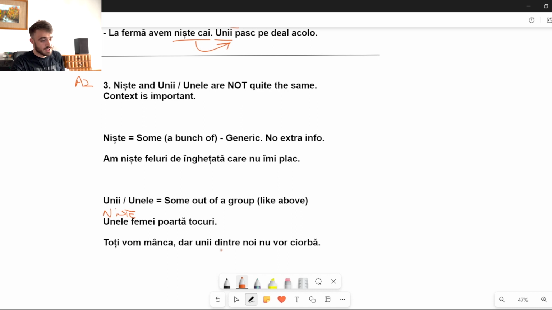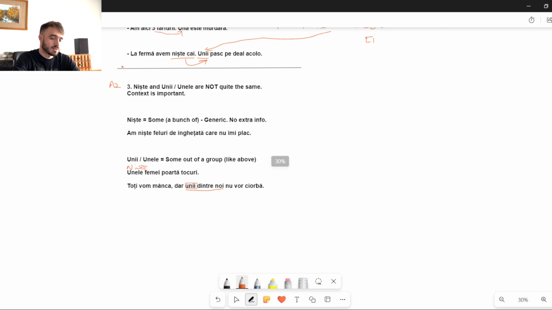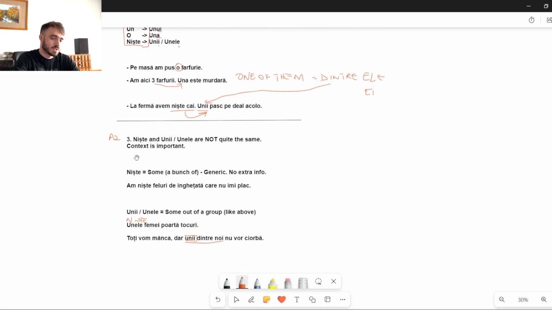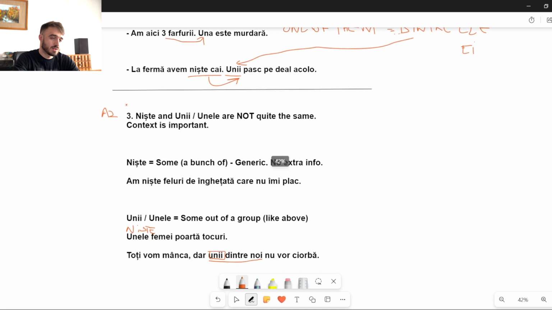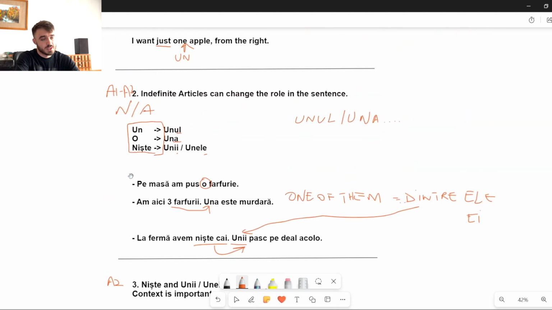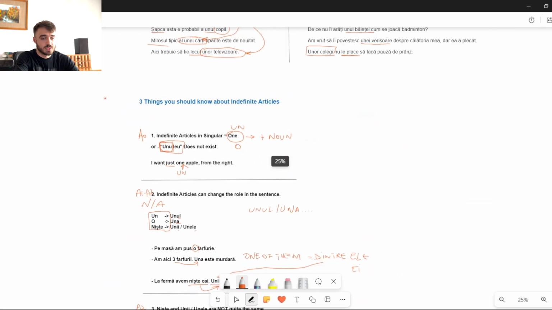And then toți vom mânca, dar unii dintre noi nu vor ciorbă. Yeah, so all of us will eat, but some of us do not want ciorbă. Unii dintre noi, some of us. Yeah, pick from us, from our group, pick some. That's it. I mean, again, indefinite article is not super difficult. You just have to really be aware. If you get more advanced with Romanian, you really want to be aware of these 3 tips. And apart from them, it's actually extremely similar to the English usage.